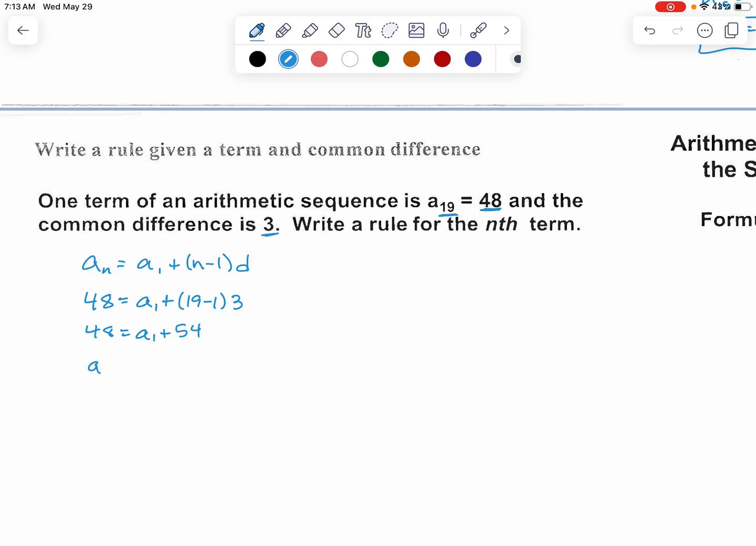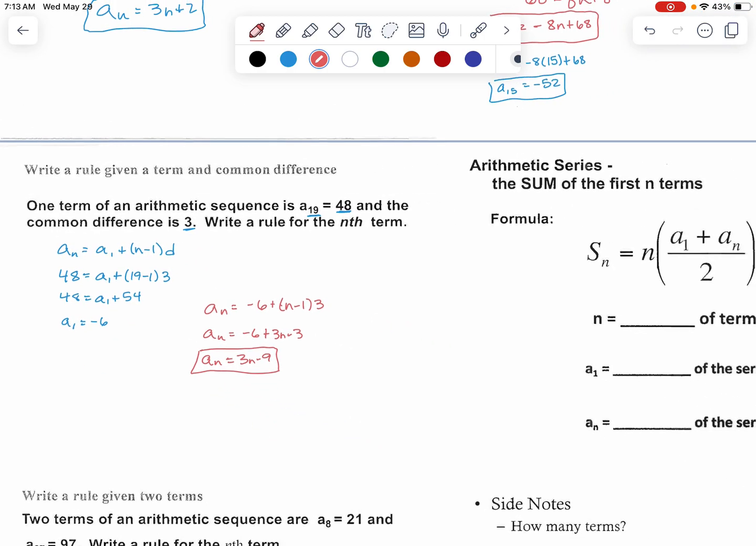And then solving it out for a sub 1, you subtract 54 on both sides to get negative 6. So then you can use your rule and say a sub n equals negative 6 plus n minus 1 times 3. Simplifying this out, you get a sub n equals negative 6 plus 3n minus 3, or you know that a sub n equals 3n minus 9. Okay, and that is your rule that's going to go with this.